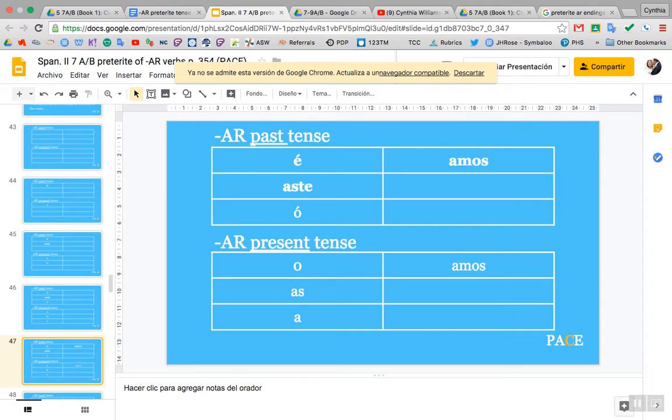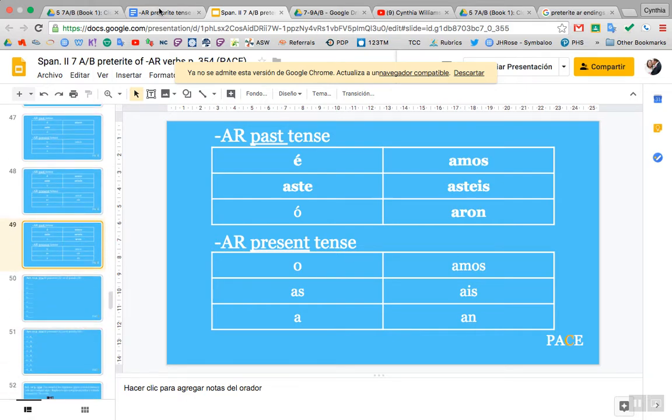Like I was saying, nosotros, amos and amos, they're the same. So you have to look for context clues with those. Asteis and áis, not too big of a jump, pretty easy. Aron and an, also pretty easy. Okay, let's take a look at what we've got.